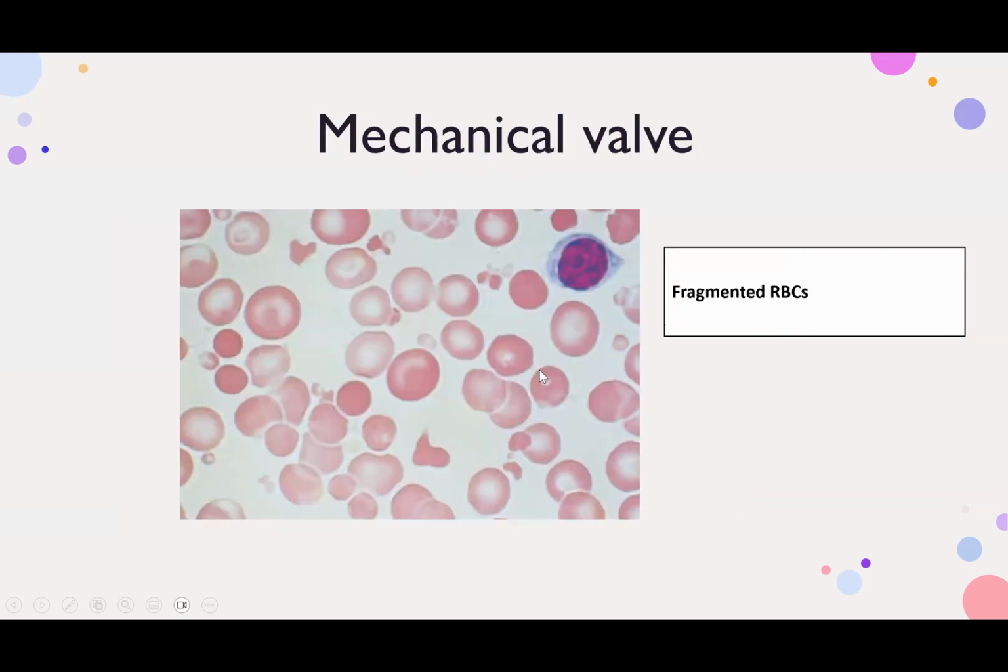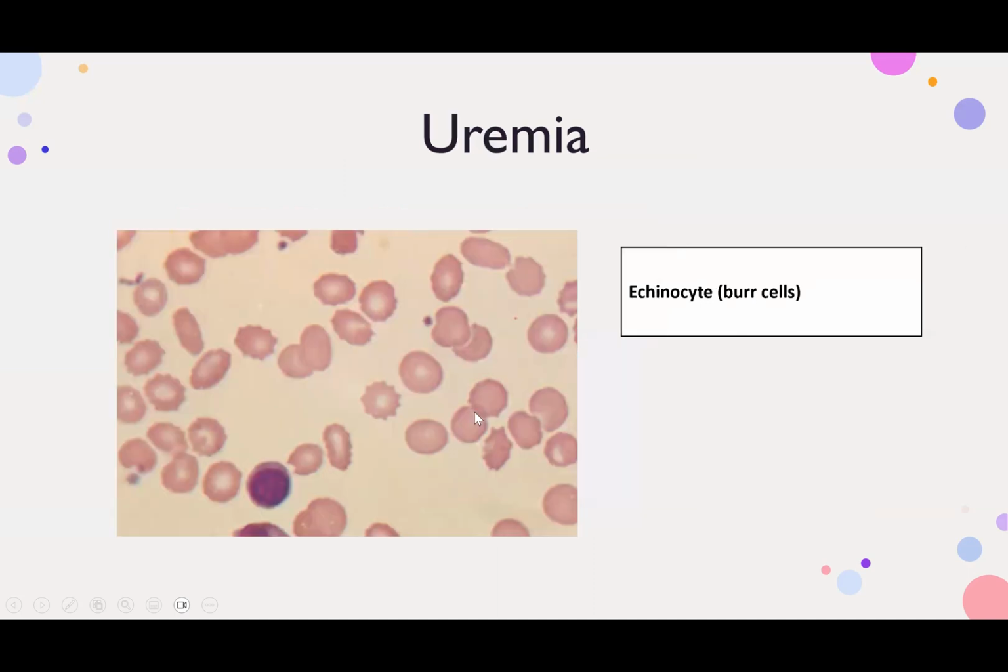Mechanical valve. In mechanical valve, as we said, you will see fragmented RBCs, which are schistocytes. Those are the fragmented RBCs. This is fragmented RBC. This is fragmented RBC. This is fragmented RBC. Okay. This is also fragmented RBC.